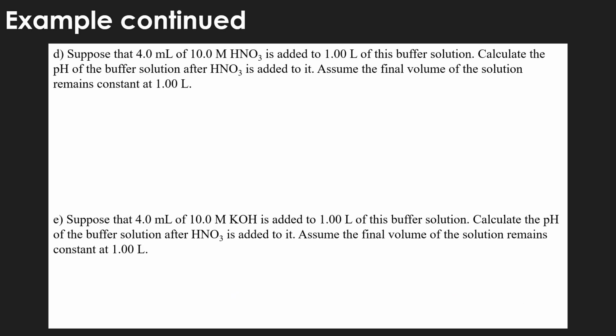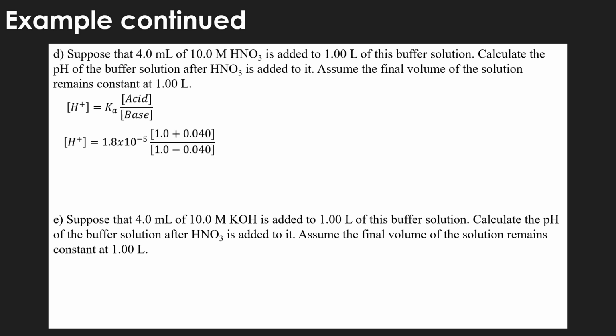Continuing on, this is like an FRQ type question. It says, suppose that 4 milliliters of 10 molar HNO3 is added to 1 liter of this buffer solution. Calculate the pH of the buffer solution after HNO3 is added. Assume the final volume of the solution remains constant at 1 liter. So we're basically saying that those 4 milliliters, we're adding them in, but we're not going to worry about the change in volume. Okay.